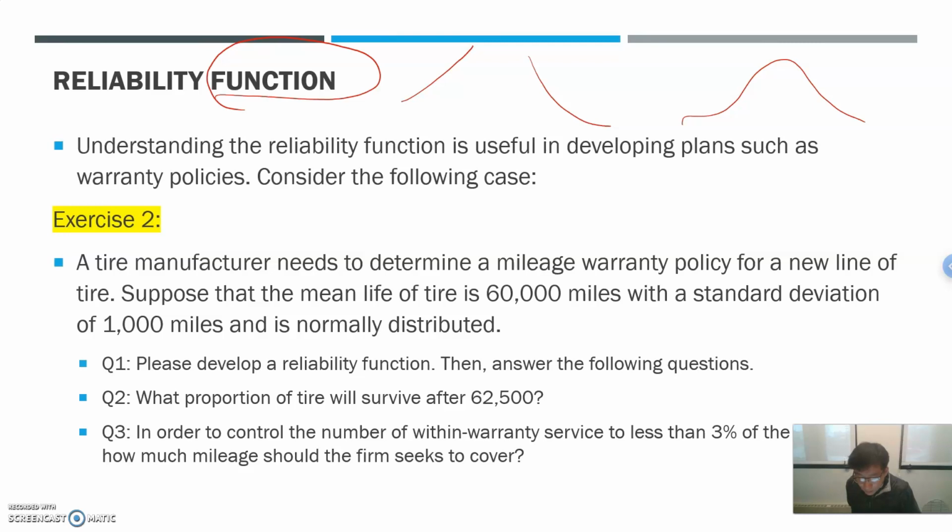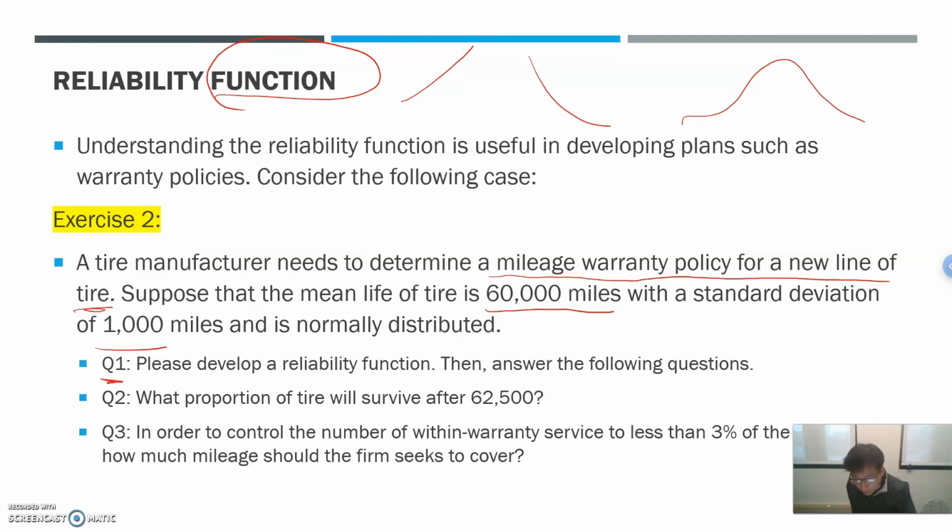A tire manufacturer needs to determine a mileage warranty policy for a new line of tire. Okay, they have a new product line. Suppose that the mean life of the tire is 60,000 miles with a standard deviation of 1,000 miles, and it is normally distributed. These are all the lab test results.